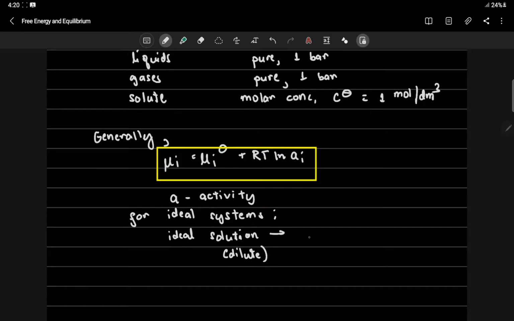Right? And the activity for the solute will be its concentration divided by the standard concentration, which we defined earlier as 1 mole per cubic decimeter. So, since C naught is 1, the activity is just equal to the concentration. Again, that's only true for ideal solutions.